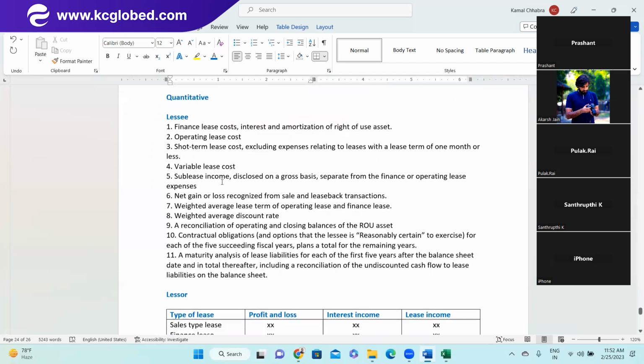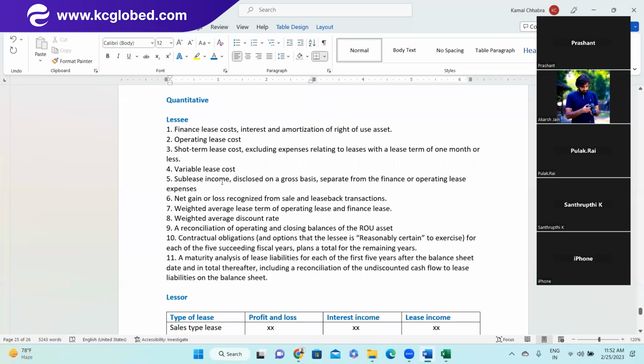Now coming to the quantitative disclosure part. Quantitative means value-wise disclosure. First, look at the lessee standpoint. In case of finance lease, finance lease cost, interest cost, amortization of right-of-use assets, all these things need to be disclosed in terms of value.